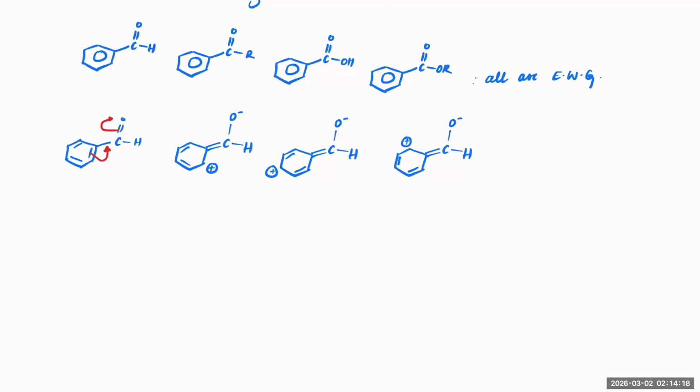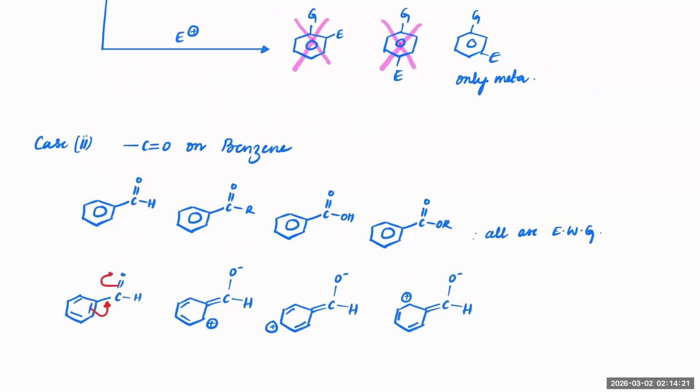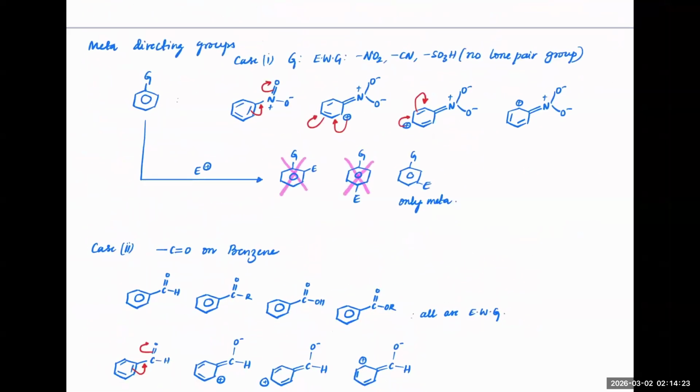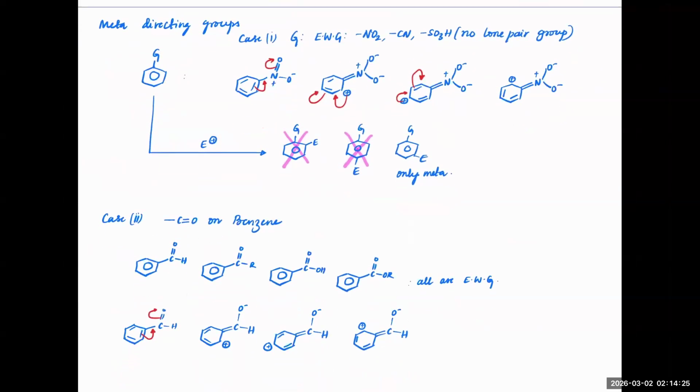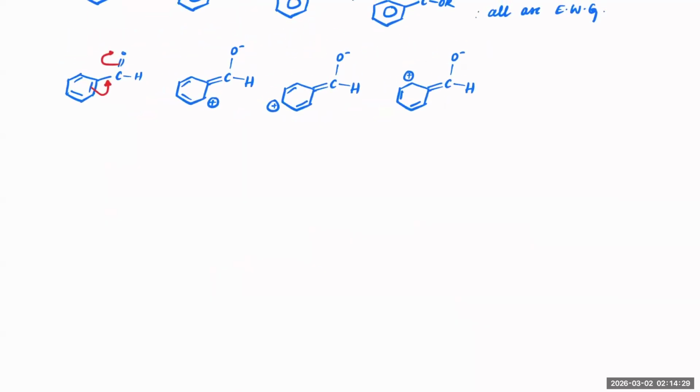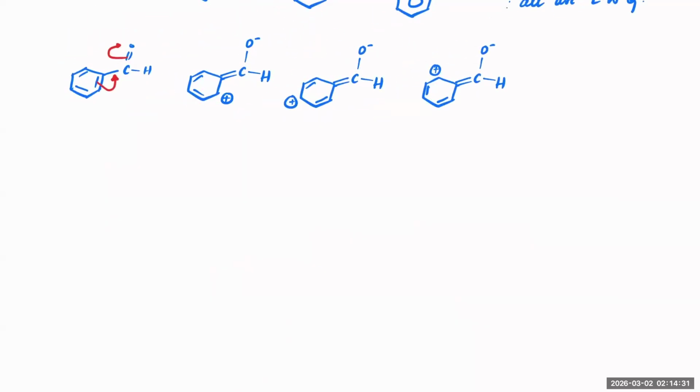Now, I hope you understood the scenario in these two cases where meta direction is favorable. Now let me tell you two important terms here. One is called activating groups. The other one is called deactivating groups.